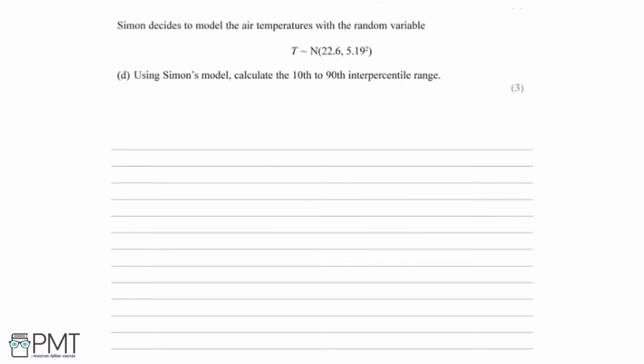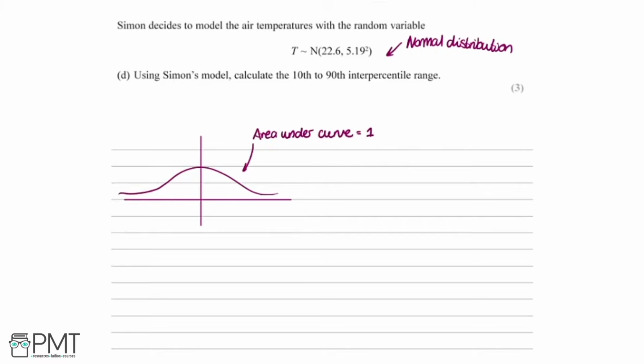So Simon decides to model the air temperatures with a random variable. Part D says we need to use Simon's model to calculate the 10th to 90th interpercentile range, and this is for 3 marks. We can see here that he's decided to model it with a normal distribution. So now down here I've drawn a little diagram so we can visually represent the normal distribution. Now in a normal distribution, the area under the curve equals 1.